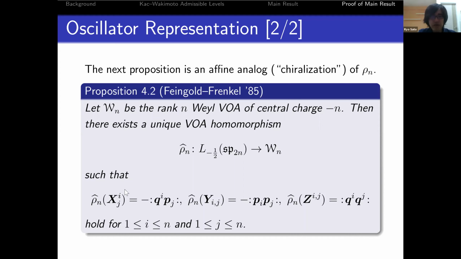And the morphism actually corresponds to the original finite dimensional case. Then we get the realization of the affine VOA at admissible level. Actually, this level corresponds to the admissible level for the symplectic Lie algebra.